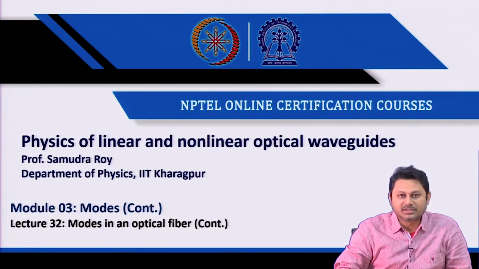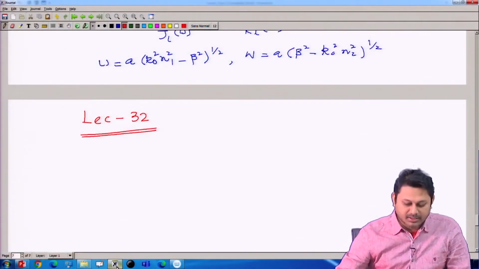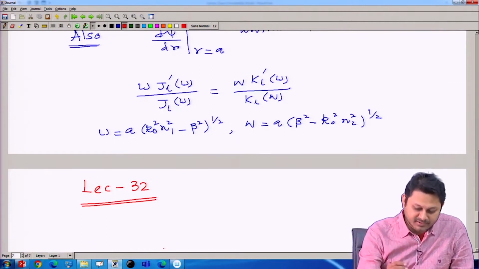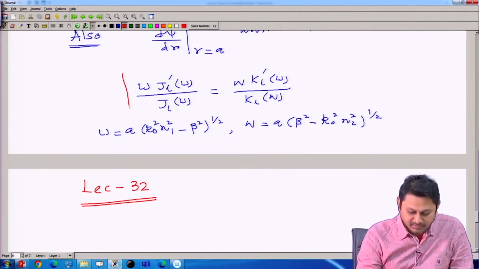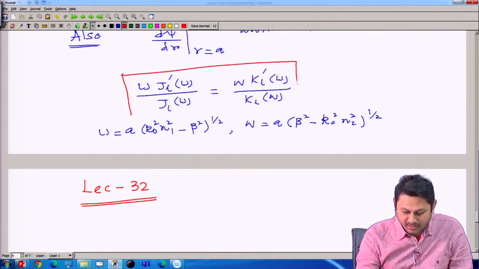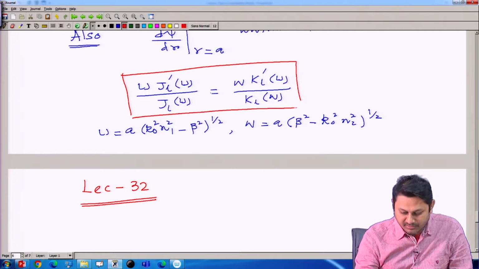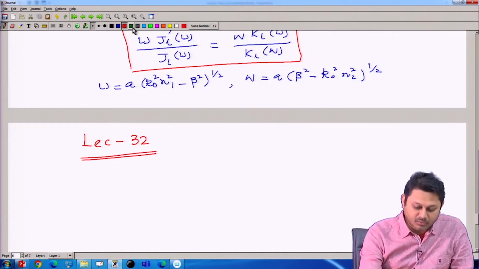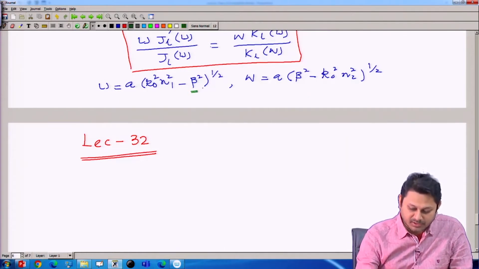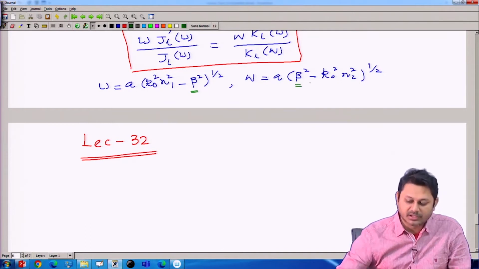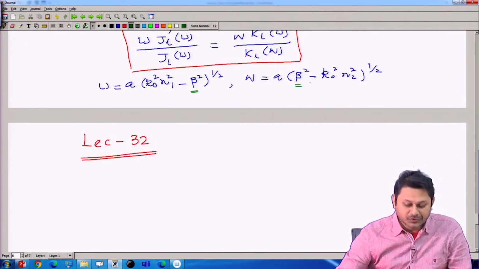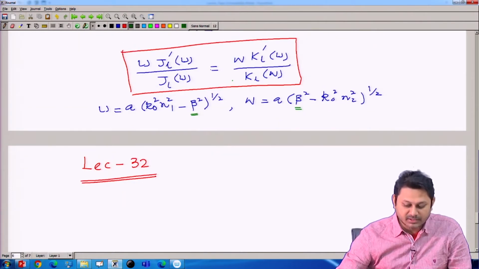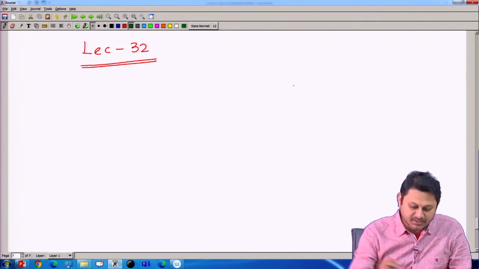In the last class also we did a few things, and today we will do further calculation to find out the propagation constants etc. In the last class, if you remember, we had a transcendental equation like this after putting a second boundary condition. We mentioned that if I am able to solve this equation, then I can find out the value of this beta, which is important, which is basically the propagation constant of a given mode. So, in order to solve this transcendental equation, we need to simplify a bit.